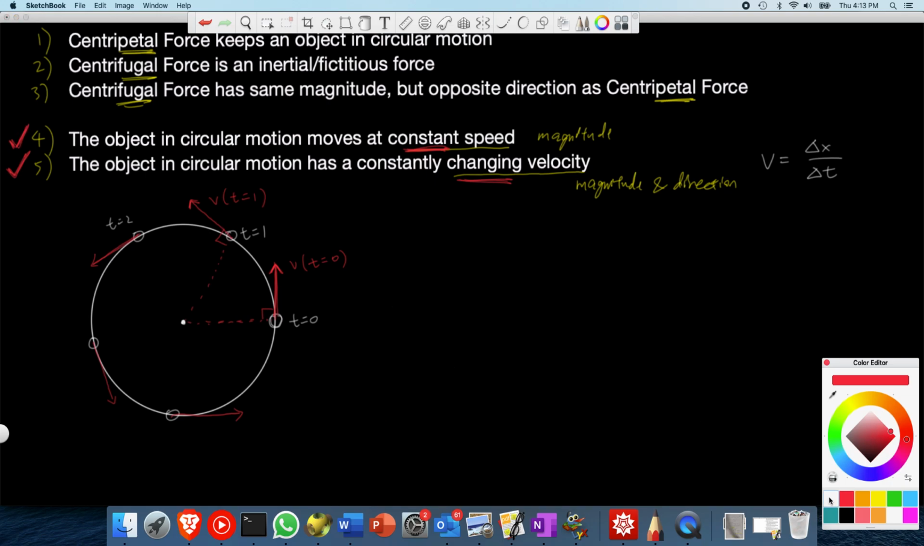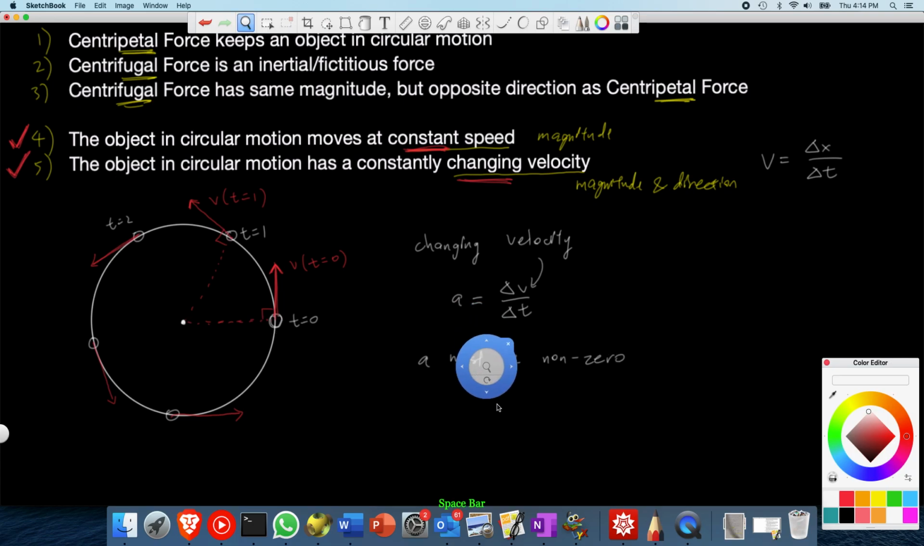With property 4 and 5, we now investigate what happens to velocity. We have established that when an object undergoes circular motion, it must have a changing velocity. This changing velocity means that acceleration is non-zero, because acceleration is the change in velocity over the change in time, right? Because the change in velocity is non-zero, a must be non-zero. There must be some acceleration that is experienced by the object.